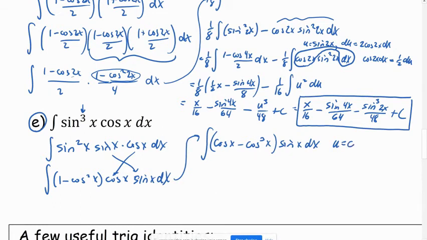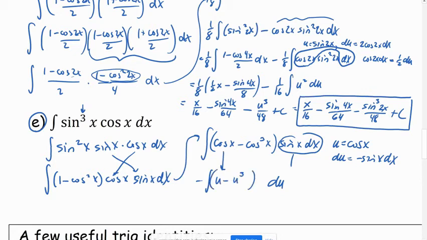So u equals cosine x, du equals negative sine x dx. And so this is going to get replaced by negative du. And then this will be u minus u cubed du. And so then we get negative u squared over 2 plus u to the 4th over 4 plus c, which would be negative cosine squared x over 2 plus cosine to the 4th of x over 4 plus c.